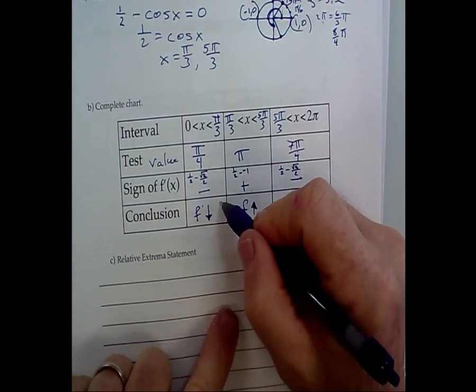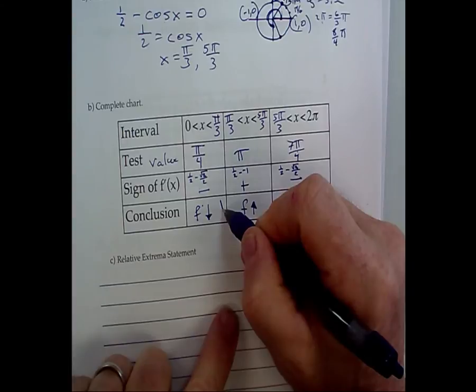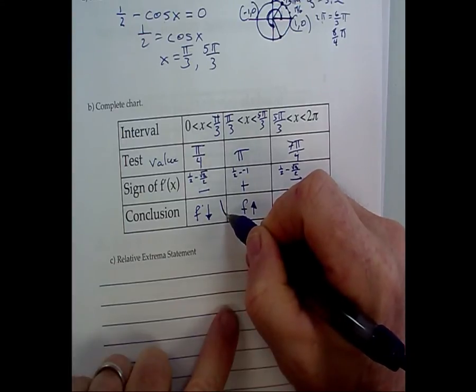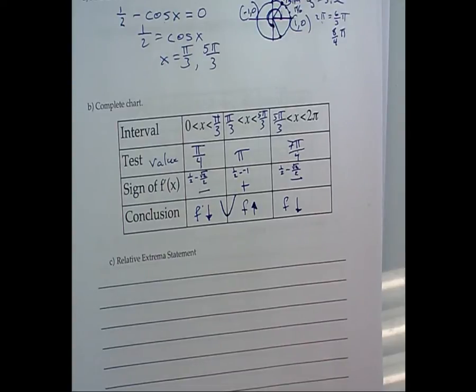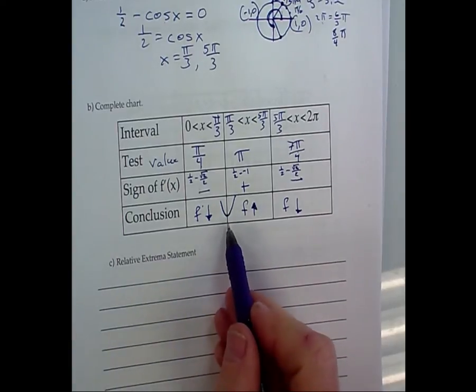I draw my little function. I know it's going down, and then at pi over 3, it turns around and goes up. What is this on my graph? It's a what? Turnaround point. What kind? Relative minimum. It's a relative minimum. So when I figure out that point, I'm going to say it's a relative minimum.